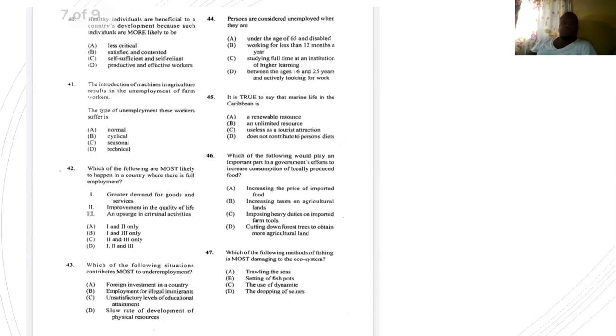Thank you. 45. Is it true to say that marine life in the Caribbean is A, a renewable resource, B, an unlimited resource, C, useless as a tourist attraction, D, does not contribute to a person's diet? We know that D is wrong because we consume marine life in the Caribbean. Useless as a tourist attraction, we know that is not true because that is a tourist attraction, so that is incorrect. Right?